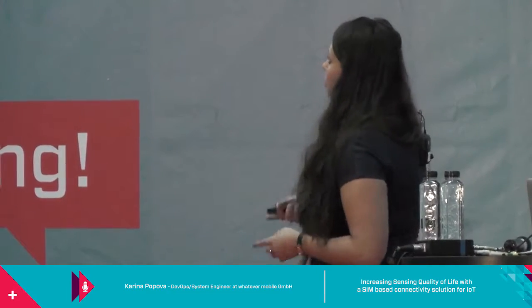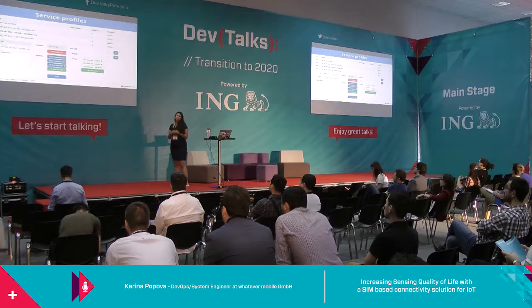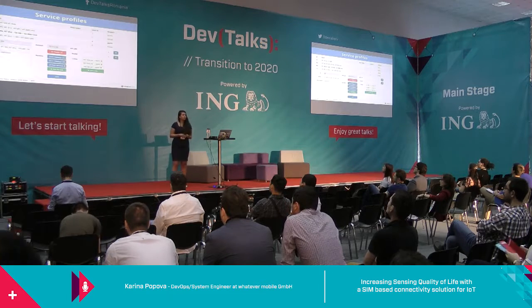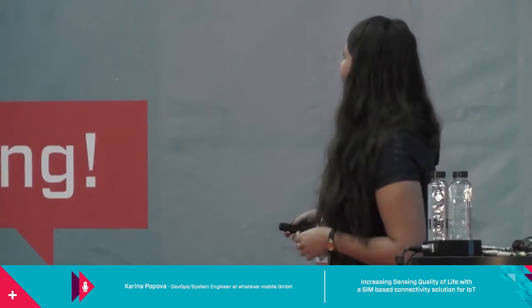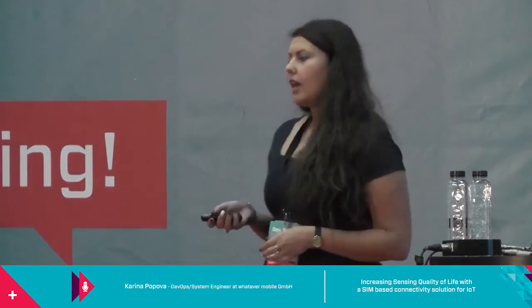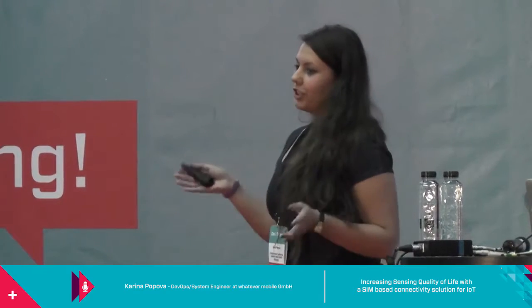This is what a user can do on the portal. He can choose what kind of network he wants to use. Is it 2G, 3G, or something else? He can choose whether he wants just to send SMS from this SIM card or receive it, or whether he wants to use different data packages. But this is all for the general user.